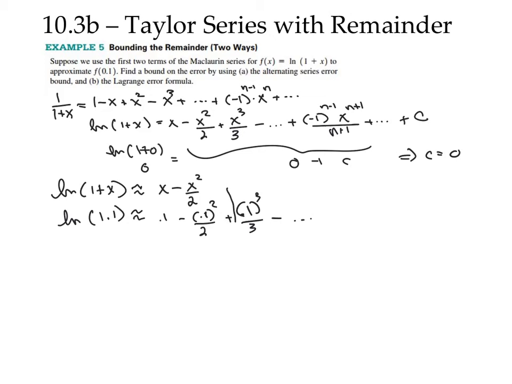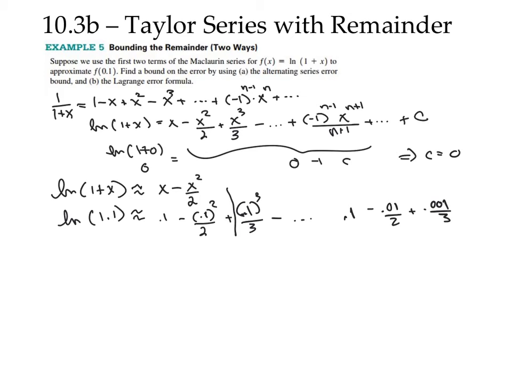But if we look at all the terms, I want you to notice that there's an interesting thing going on. One, the terms alternate in sign: positive, negative, positive, negative. Second, they decrease in size. The first one is 0.1. The second is minus 0.01 over 2. And the third is 0.001 over 3. And finally, the limit of the nth term is 0.